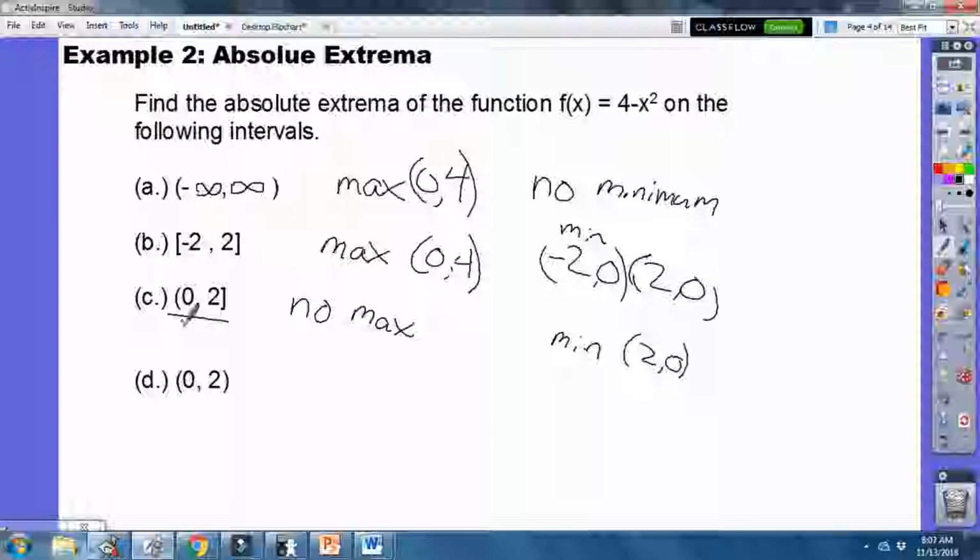And part D is going to have no max and no min because of this problem we talked about before. It's never going to get close enough to either end. So there's no max and no min on this one.